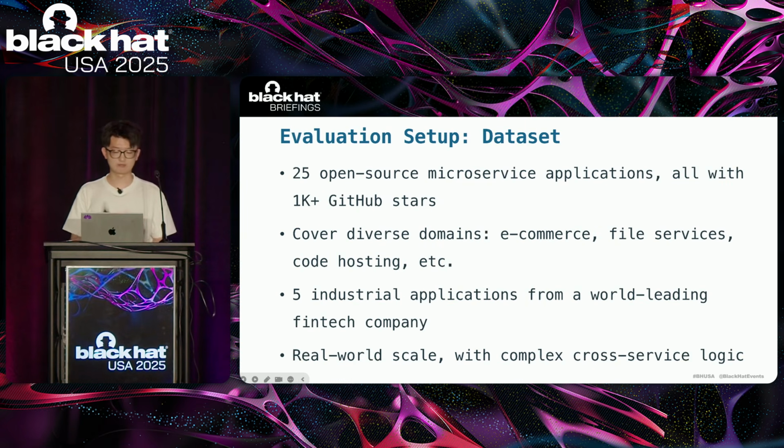To thoroughly test MScan, we built a diverse dataset for evaluation. We collected 25 popular open-source microservice apps from different domains, each with over 1,000 GitHub stars. On top of that, we also included 5 large-scale industry applications from Alibaba Group, which feature real-world core service complexity. This broad dataset helps us make sure our results truly reflect the security challenges found in real production systems.